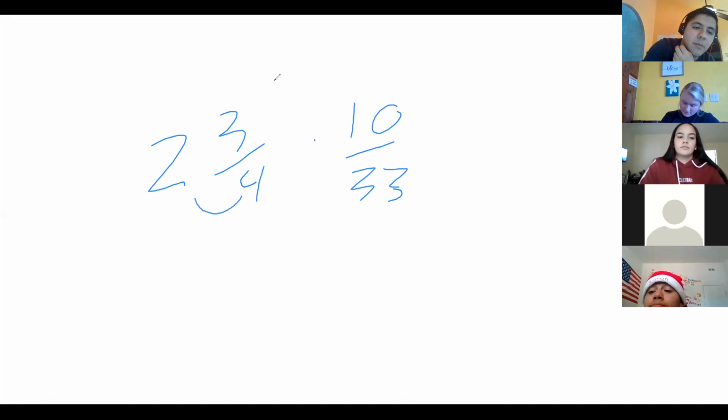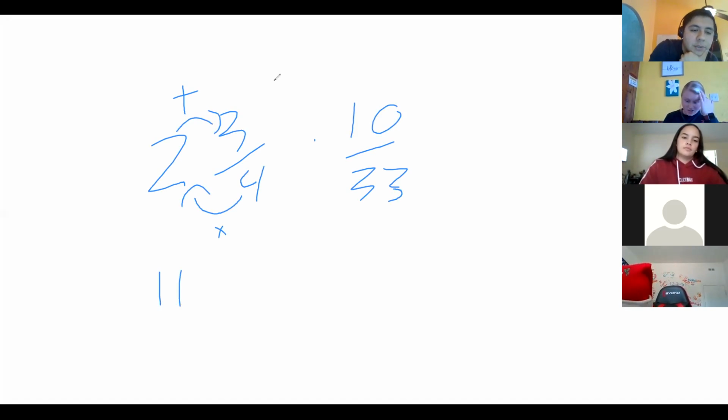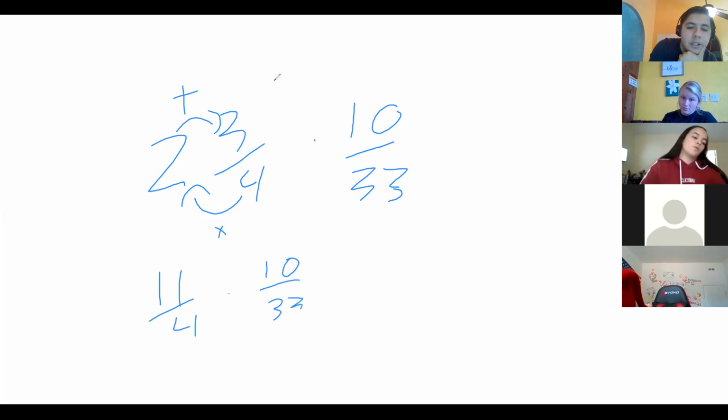So we're going to multiply the bottom, and we're going to add it to the top. So 4 times 2 gives us 8. And we add it to 3. 11. 11 over 4 multiplied by 10 over 33. Now, we can just multiply that straight across.